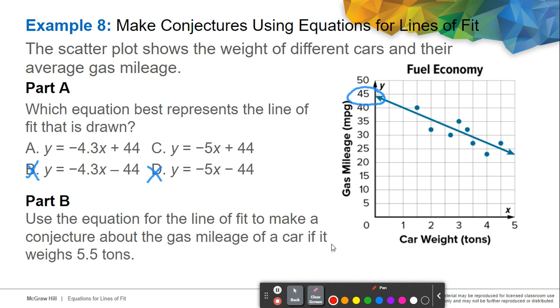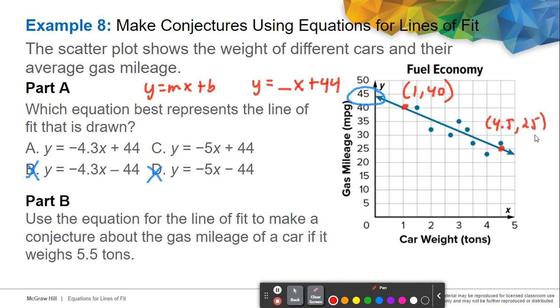So we have y equal to mx plus b. We already know that y is equal to something, our slope, times x plus 44. Let's find two points. Observing this one, I would like to select this and also this one because they lie on the line. It's easier. For this point, that is (1, 40). This one is (4.5, 25). Let's label x sub 1, y sub 1, x sub 2, y sub 2.